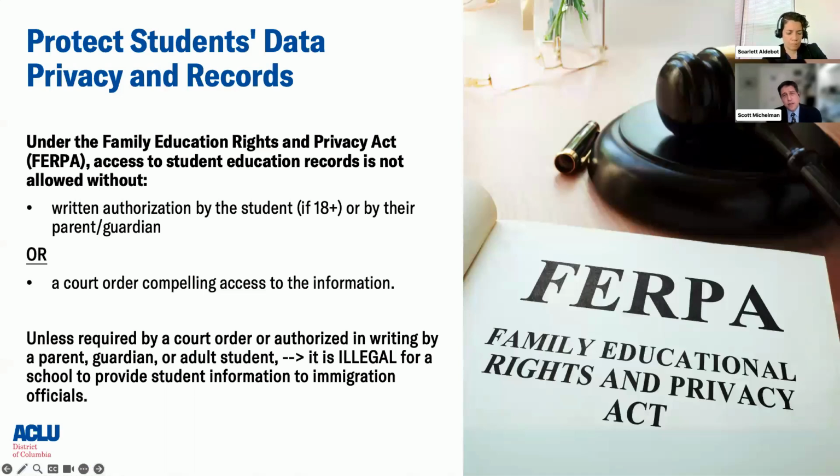Students also have rights under a federal law called FERPA, or the Family Education Rights and Privacy Act. And this prohibits access to student records under a variety of circumstances. Access to student education records is not allowed without either a written authorization by the student, if 18 or over, or by their parent or guardian, or a court order compelling access. So without those two things, it is illegal for a school to provide student information. You just can't give it out, and that includes to immigration officials.